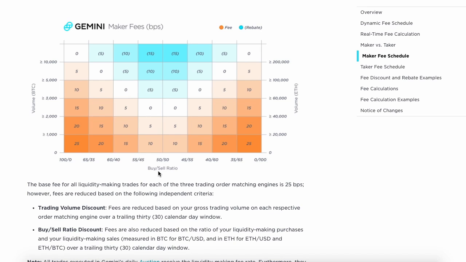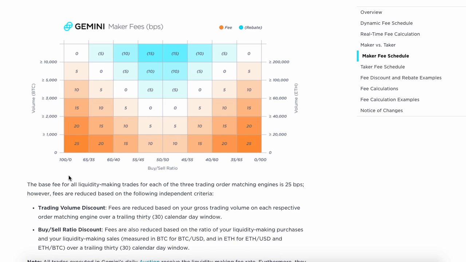So now I'm going to be talking about the buy-sell ratio. I didn't completely understand this at first, but then with some more research, I did find out exactly what this meant. You will very likely, if you're watching this video, be under the category of under 1,000 Bitcoin being traded per month. So we're going to be talking about these fees right here.